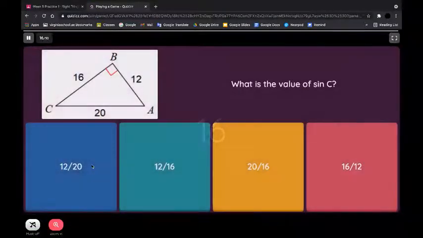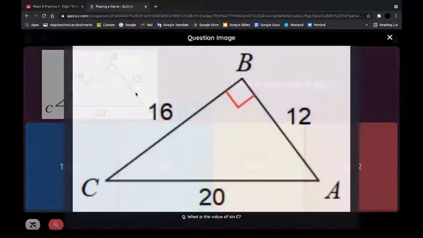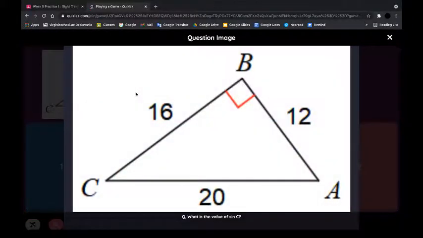What is the value of sine of C? So the formula for a sine of any angle theta is opposite over hypotenuse. The opposite of angle C is 12 and the hypotenuse in our case is 20. So it's 12 over 20.